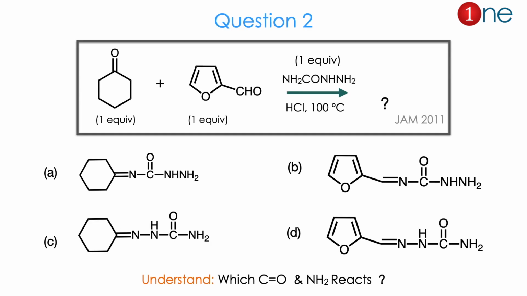Then question number 2. The starting material is cyclohexanone and you have a furan with an aldehyde. Then you have a carbonyl compound which has amine and hydrogen attached on both sides. You are using HCl and high temperature.